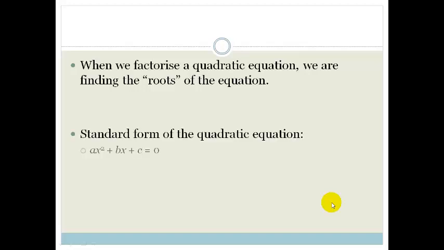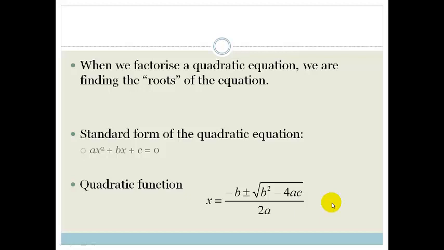Now, the standard form of the quadratic equation is ax squared plus bx plus c, and it can be rearranged into the quadratic formula, where x is equal to minus b plus or minus the square root of b squared minus 4ac, all over 2a. Now, this quadratic formula we use to solve for when it cuts the x-axis.